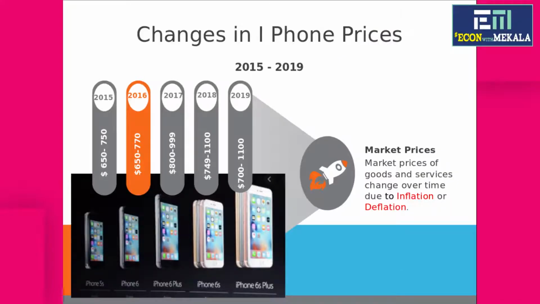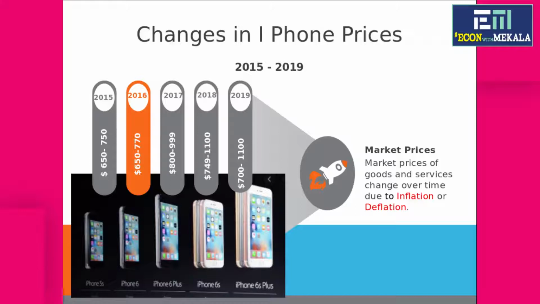We all know we use market prices to calculate GDP. But these market prices won't remain the same. For an example, I looked into the iPhone market. I looked into iPhone prices from 2015 to 2019 and I could find this data. In 2015, the price of an average iPhone was between $650 and $750. By 2016, it had gone up to $770. By 2017, it had gone up to $999. And by 2019, average iPhone prices had gone up from $700 to $1,100.